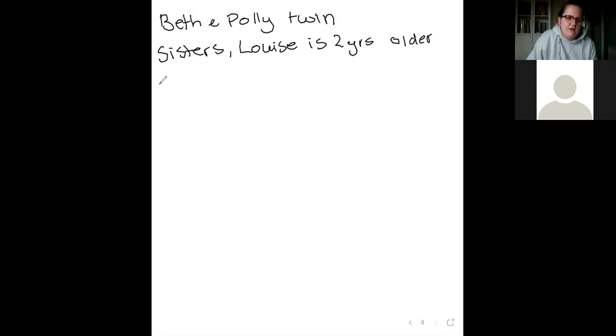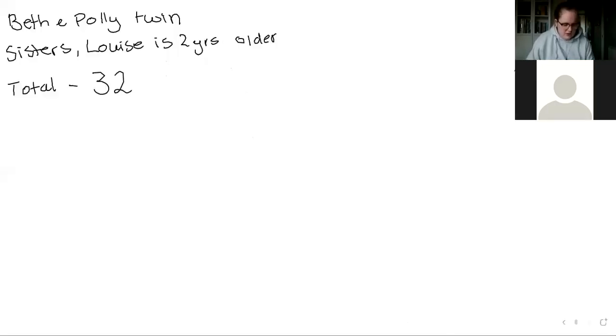Their total age is 32. Oh, that looks like 52. So let's rewrite that so it actually looks like 32. So their total age is 32, and it wants us to come up with the ages of the 3 girls. What are their separate ages? So we can look at this and go, okay, let's define Beth and Polly's age as x.